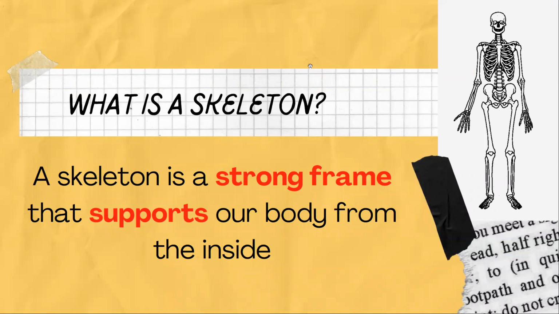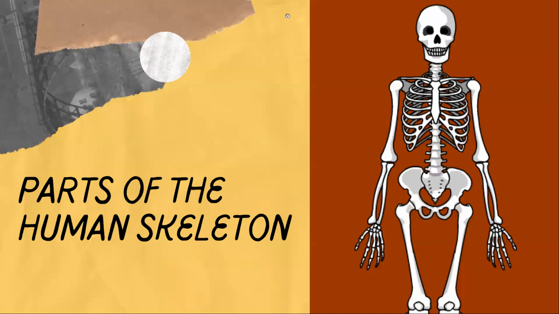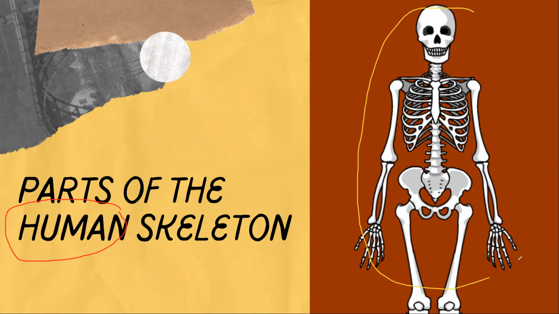Let's move on to our second objective, the parts of the human skeleton. Class, I want you to highlight the word human because we're only going to remember the parts of the human skeleton and not animals or any other type of living thing that has a bone. As you can see in the picture on your right, this is a human skeleton.